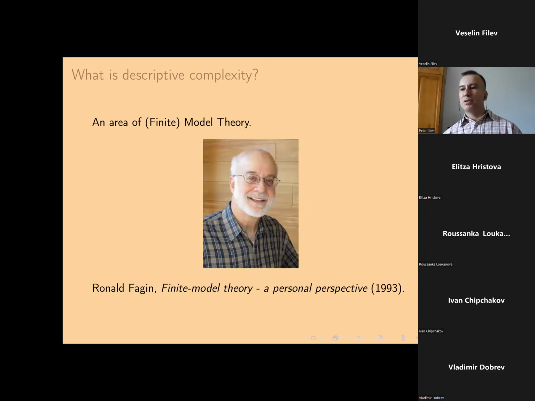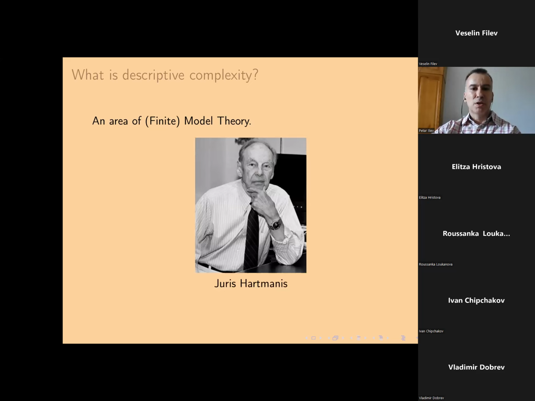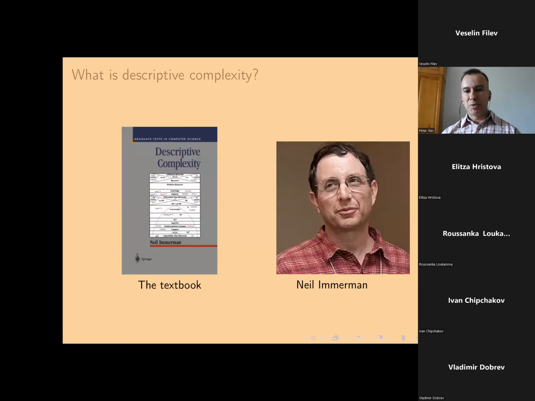Okay, what is descriptive complexity? Briefly, it's an area of, you can say, finite model theory. And here's Ronald Fagin, one of the leading scientists in finite model theory. And he says in this highly recommended article that actually Juris Hartmanis, the Turing laureate winner, here is Juris, suggested the name descriptive complexity to Neil Immerman. And here is Neil Immerman. And he wrote the textbook of the field. This is the textbook, also a highly recommended thing.